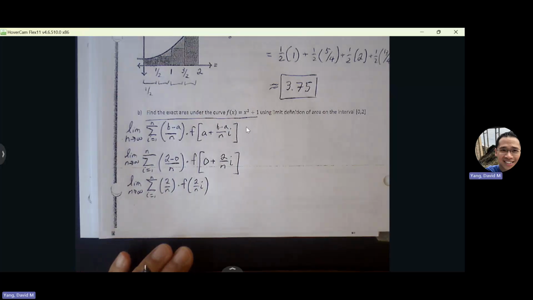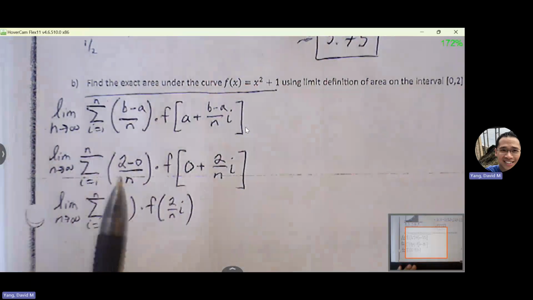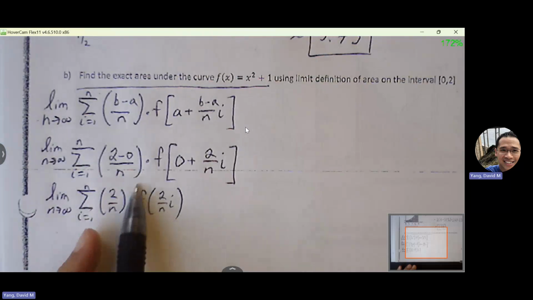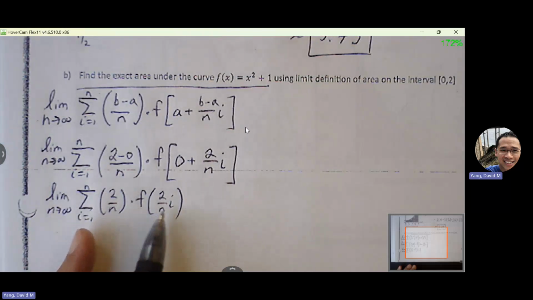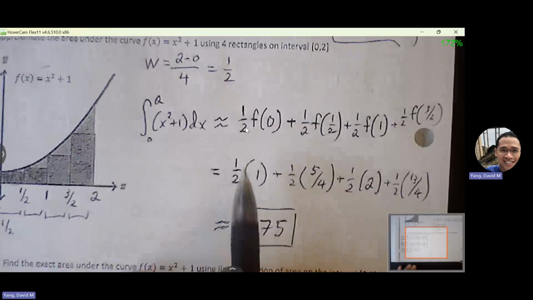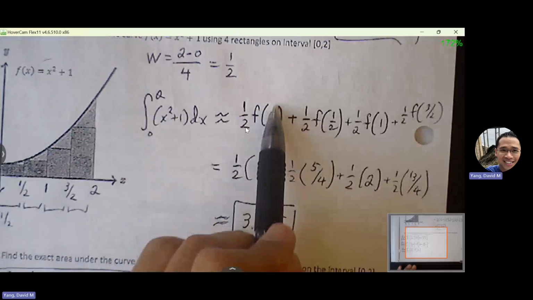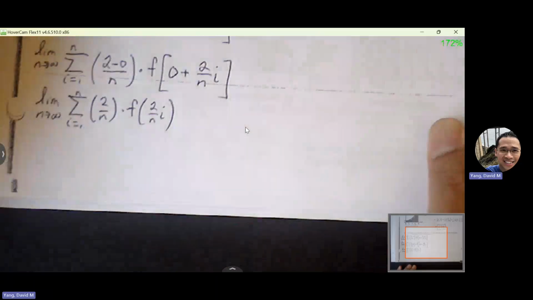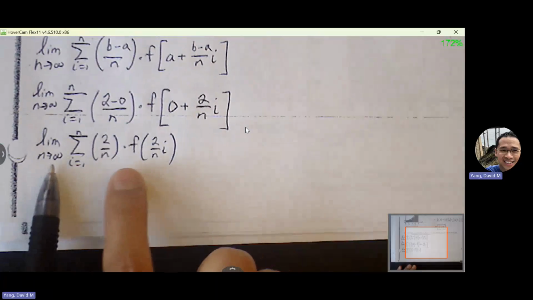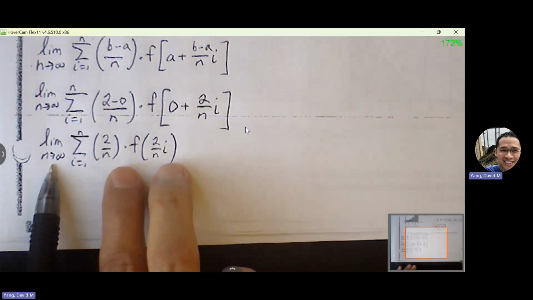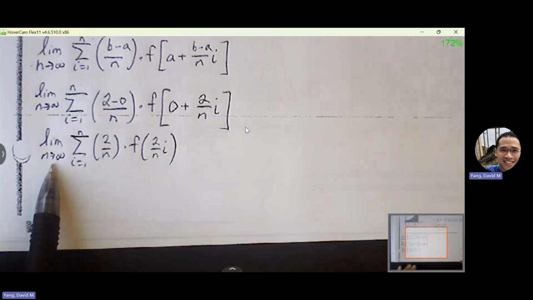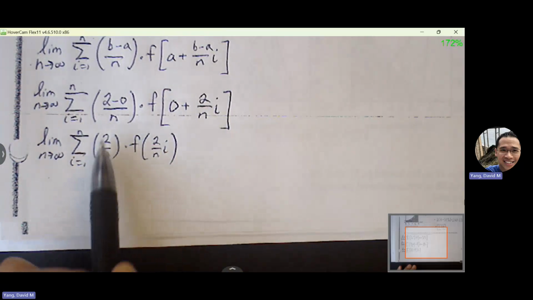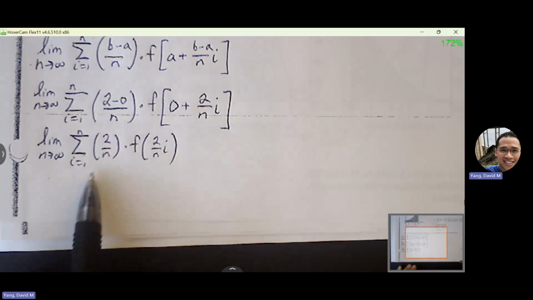Okay, so what we have here is 2 over n. This is the width component of the rectangle. And this is the height component of the rectangle, right? f of, just like how we had it here. We have width and height, width and height, width and height. But now it's going to be written in a notation. And eventually we're going to push the number of rectangles out to infinity. But we do see the width and height components of these rectangles that we're going to be adding together.